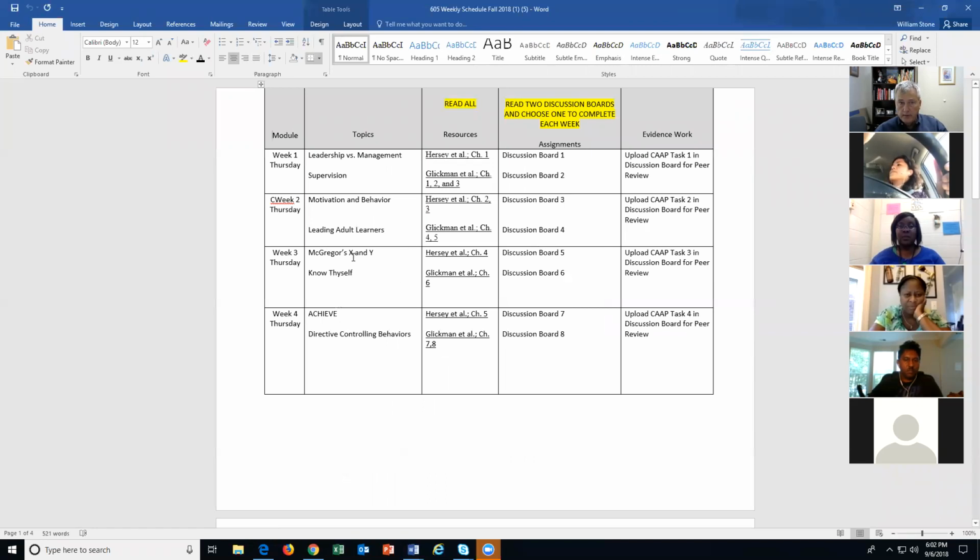Here we are at week 2: motivation, behavior, adult learning, leading adult learners, Hersey and Glickman. You should already be looking at discussion board 3 and 4, and at some point begin to upload the CAPE task 2 and certainly task 1 to the discussion board. I know some of you are doing that, some of you are getting a little late start, but go ahead and do that.